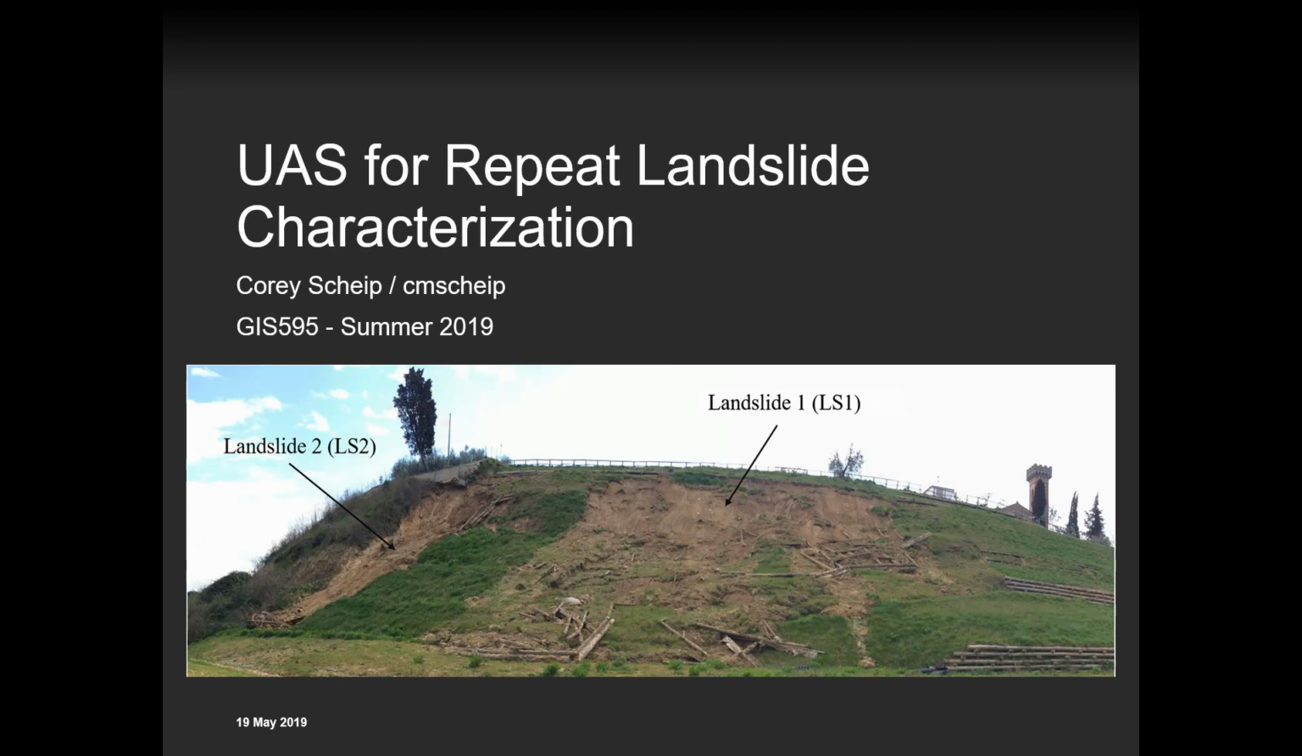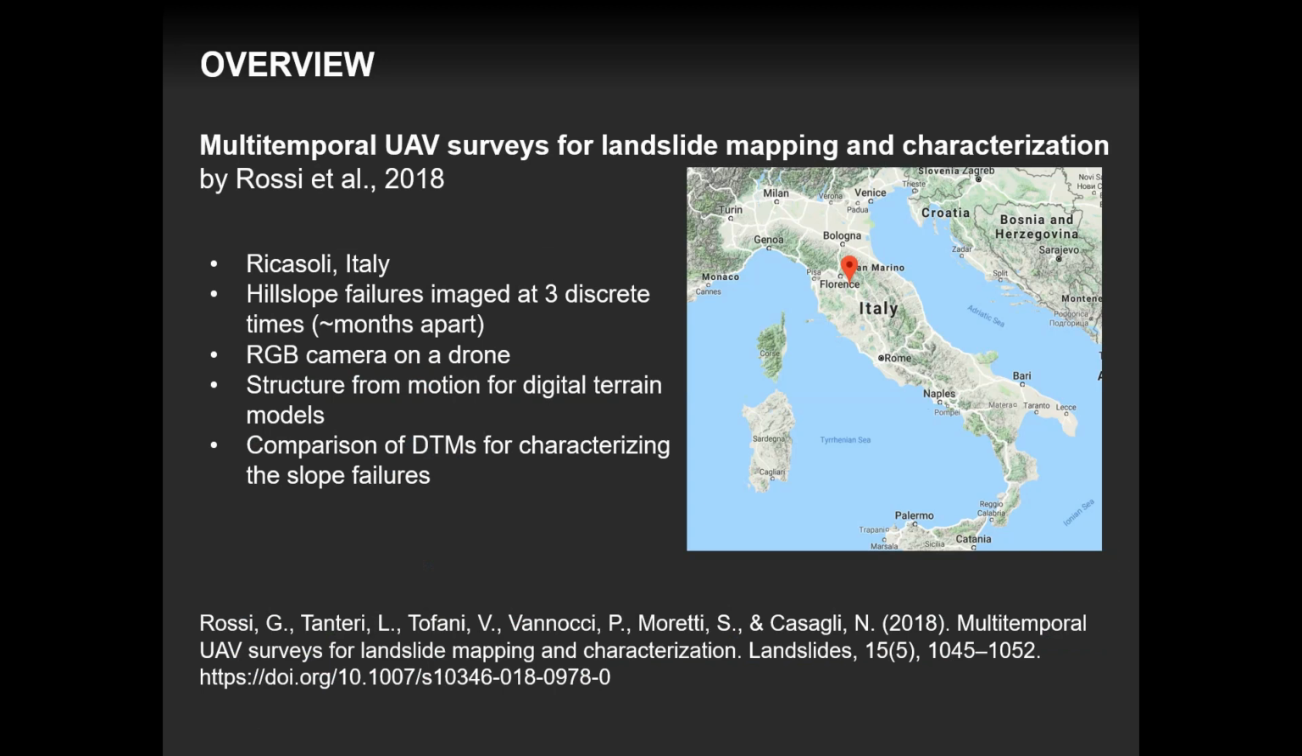This is pretty typical of what we get in the study area here in this example, but it's also typical of what we get here in North Carolina, in Western North Carolina in particular, which is where I am and working on this stuff. So the paper is Multi-Temporal UAV Surveys for Landslide Mapping and Characterization by Rossi et al. This was published in 2018. Full citation is here at the bottom.